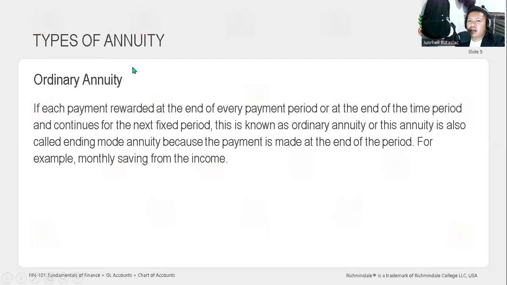All right, so there are also types of annuity. First, ordinary annuity. If each payment is made at the end of every payment period, or at the end of the time period, and continues for the next fixed period, this is known as an ordinary annuity. It is also called an ending mode annuity, because the payment is made at the end of the period. For example, monthly saving from income.